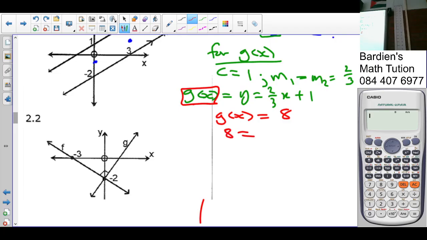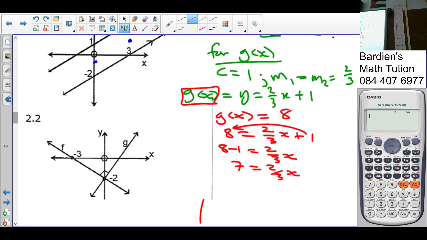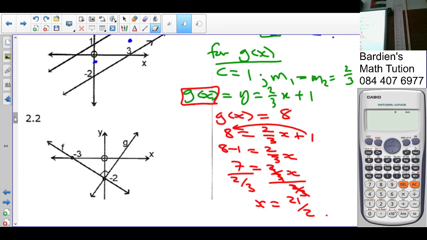So 8 is equal to 2 over 3x plus 1. So you take it over the equal sign. So it becomes 8 minus 1. It's going to give you 7 is equal to 2 over 3x. How do we get x on its own? Divide by 2 over 3 on both sides, just like we had in equations. So it's going to be 21 over 2. Okay? So know what to do, people. Know these things.